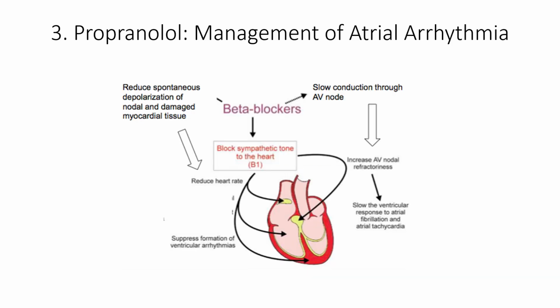The antiarrhythmic properties of beta blockers are related to their ability to inhibit sympathetic influences on cardiac electrical activity. So basically, beta blockers can block the sympathetic effects and thereby decrease sinus rate, decrease conduction velocity, as well as inhibit abnormal pacemaker activity. So again, in the management of atrial arrhythmia, propranolol works by blocking the beta-1 receptors in the heart, thereby reducing sinus rate, decrease conduction velocity, as well as inhibit abnormal pacemaker activity.